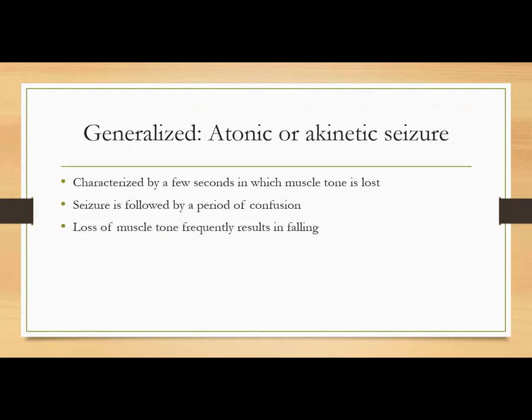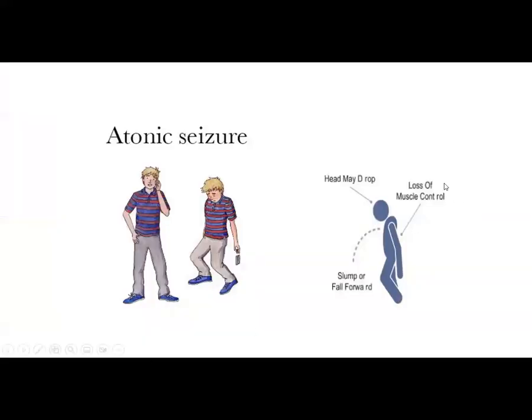Atonic or akinetic seizures are characterized by a few seconds in which muscle tone is lost. Seizure is followed by a period of confusion, and loss of muscle tone frequently results in falling. So on here, you can see where they've got that loss of muscle control. They slump or fall forward, head may droop. So on here, he was doing fine. He was on his phone, had an atonic seizure, and everything just kind of loops.